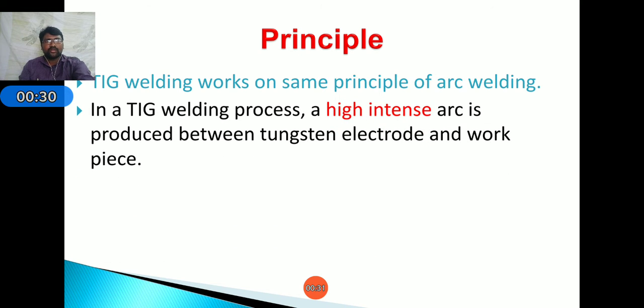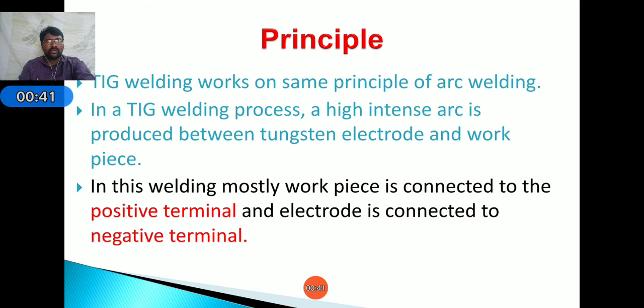In the TIG welding process, a high intensity arc is produced between the tungsten electrode and the workpiece. Mostly the workpiece is connected to the positive terminal and the electrode to the negative terminal, because more heat will be developed at the electrode side.